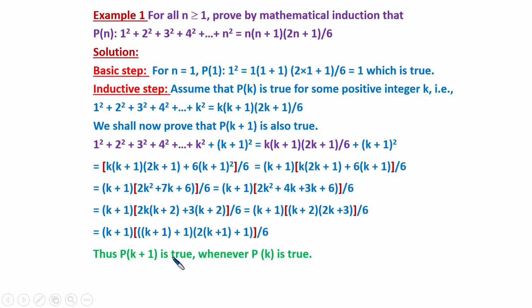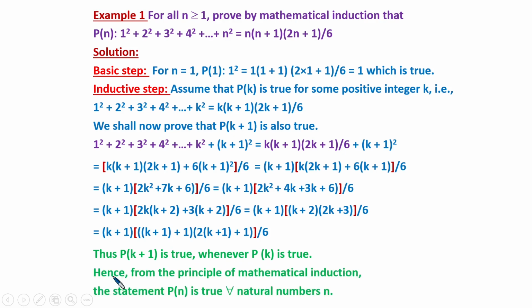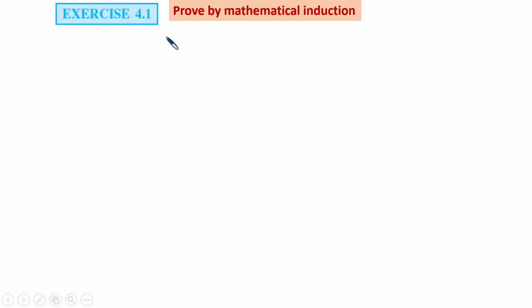So thus p(k+1) is true whenever p(k) is true. Hence, from the principle of mathematical induction, the statement p(n) is true for all natural numbers n. So pause it and go through again what I have said. Now let us do exercise 4.1, prove by mathematical induction. This is again taken from your textbook.